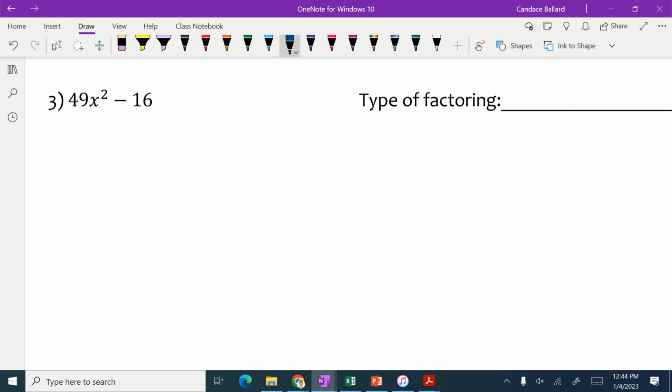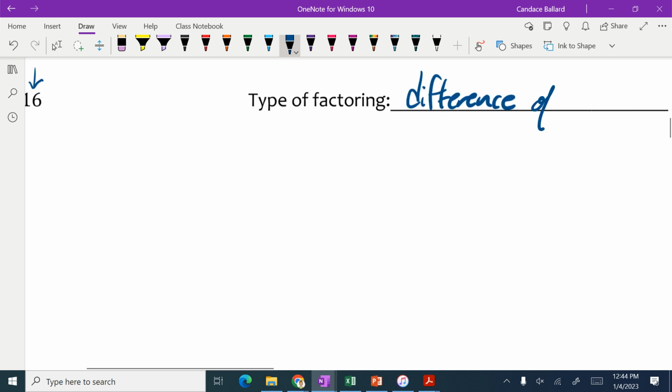Is the 49 a square? Is the x a square? Is the 16 a square? Look at this squares list. Is 16 a square? Okay, is there a minus sign? So this has to be difference of squares. Remember, we want to know what the different names are. That's the goal this week, is to get the different names down. Okay.